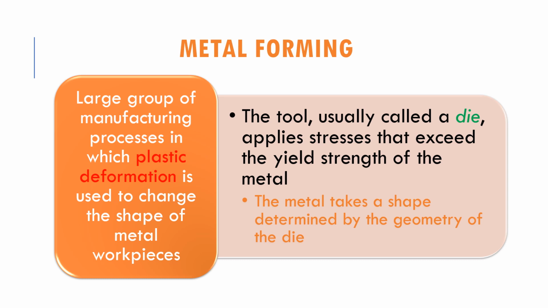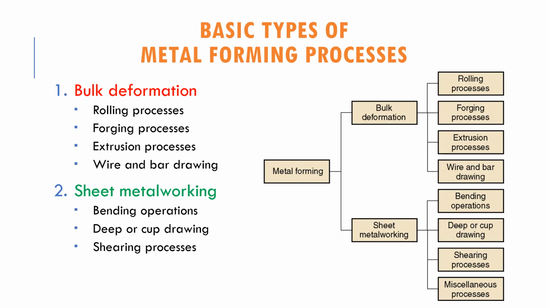Usually a die is used as the tool to apply stress to change the shape of the work material. This stress must exceed the yield strength of the metal in order to change its shape, and the metal will take the shape of the geometry of the die that has been designed. For the basic types of metal forming processes, they are classified into two big categories: bulk deformation process and sheet metal working.